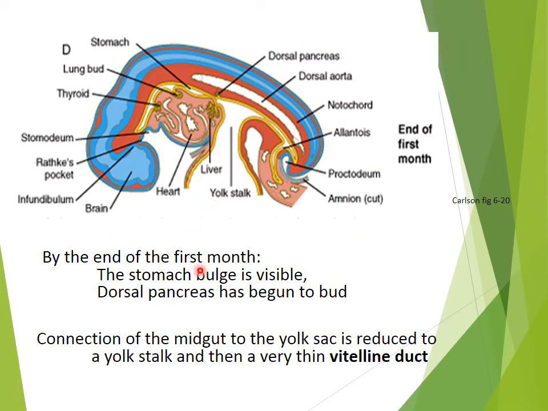So by the end of the first month, by the end of the fourth week, you can say, again here is one bulge which you can appreciate, that is this fusiform dilatation. So this fusiform dilatation is visible, indicating that this is the area of the stomach. So this fusiform bulge is the area of the development of the stomach.